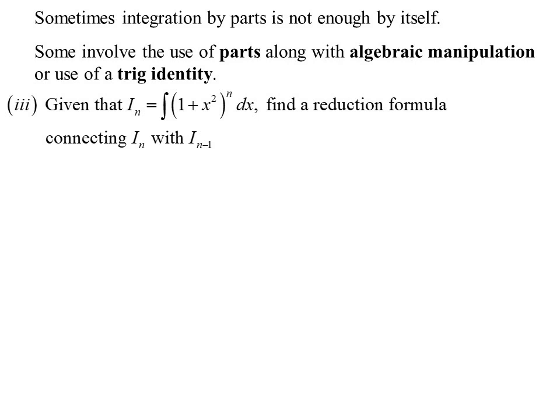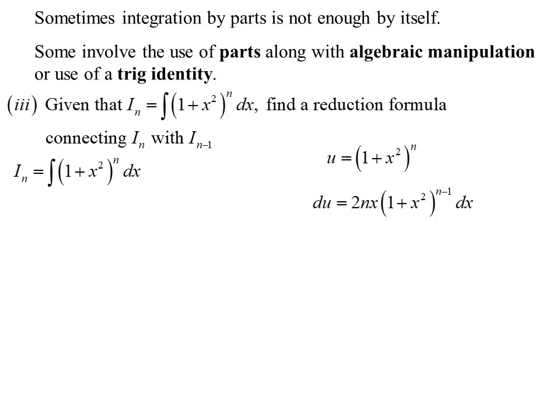Given that I_n is this particular integral, 1 plus x squared to the power of n, find a formula that does connect I_n with I_(n-1). Let's find it. Okay, that's I_n. I want to reduce it down, so I'll make u equal to 1 plus x squared to the power of n. If I differentiate that, because that'll get the n to n minus 1, and they're telling me the formula is going to involve n minus 1.